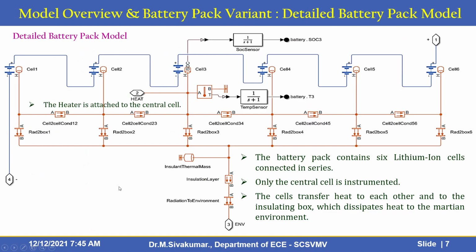The next one is the detailed battery pack model. In this battery pack model, the battery pack contains 6 lithium-ion cells connected in series: 1, 2, 3, 4, 5, 6. Only the central cell is instrumented. The heater is attached to the central cell. The cells transfer heat to each other and to the insulating box, which dissipates heat to the Martian environment.